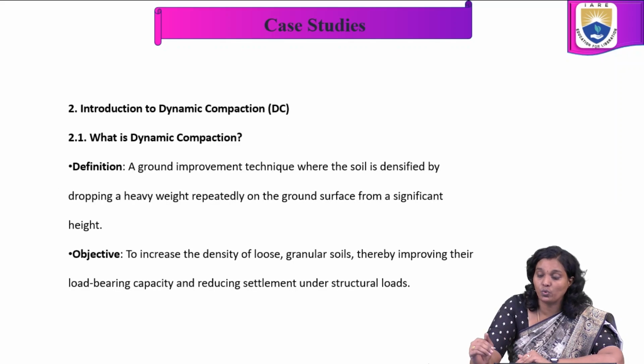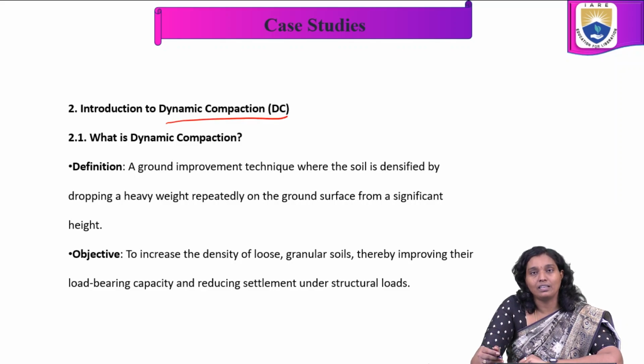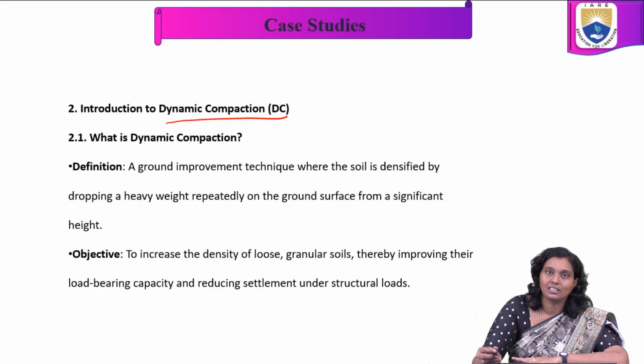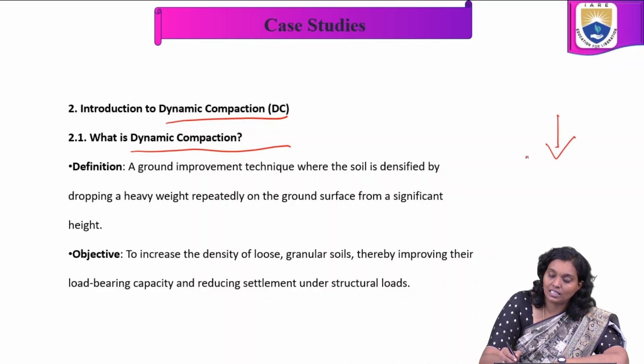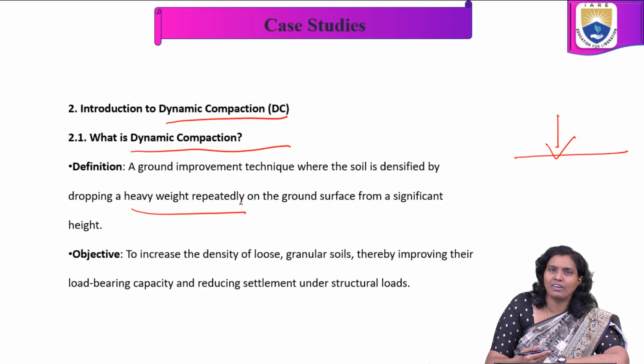So here we choose the dynamic compaction technique for getting the desired properties for construction of this Yamuna Expressway. What is dynamic compaction? It is a ground improvement technique where the soil is densified by dropping a heavy weight repeatedly on the ground surface from a significant height. We are compacting the soil using these heavy weights, and by dropping them repeatedly we will get the compaction.